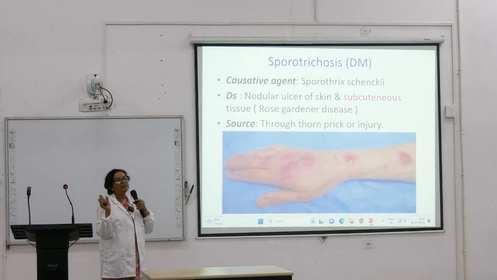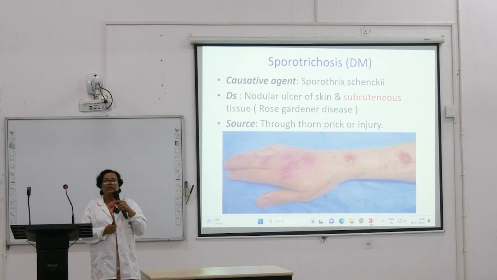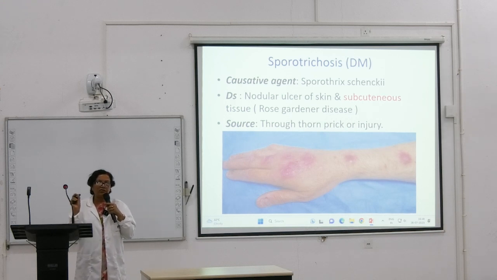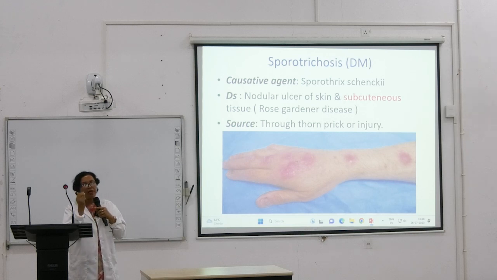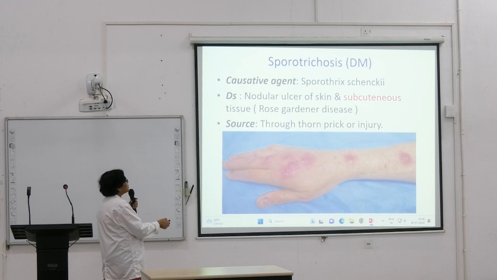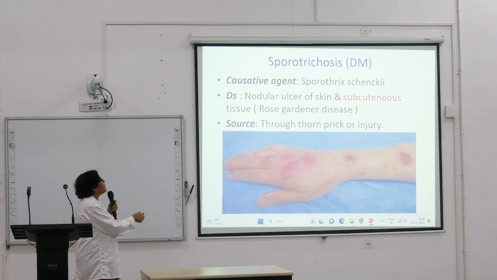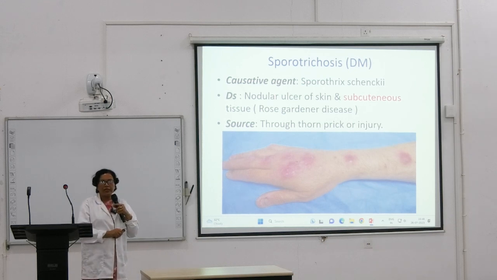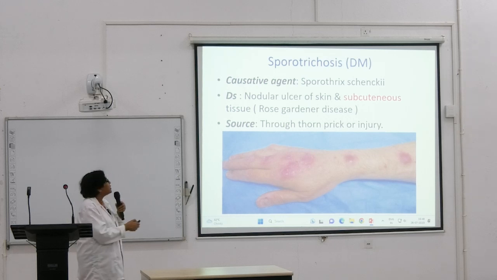Next and last, sporotrichosis. It is called rose gardener's disease. It happens to those who work with rose plants, when a thorn pricks them. So it is called rose gardener's disease. You can see this is sporotrichosis. It is a dimorphic fungus. The causative agent is Sporothrix schenckii. Spelling is very difficult, uttering also very difficult.